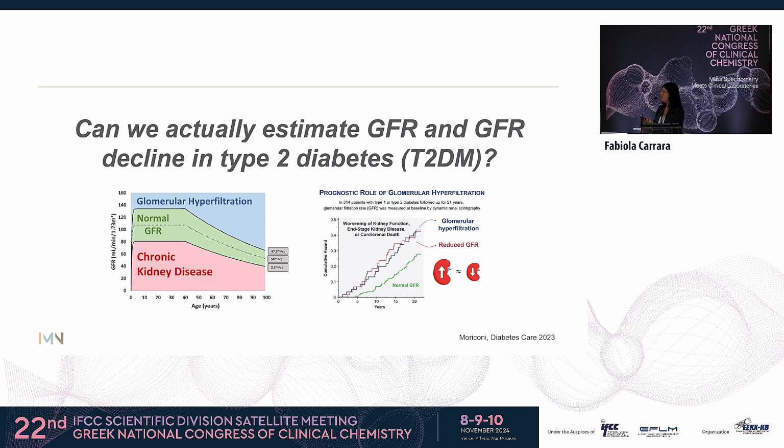Now I show you an example, not in a genetic disease, but in a multifactorial, very common disease, such as type 2 diabetes. In type 2 diabetes, patients in the early stage of the disease develop a condition called glomerular hyperfiltration, which is supraphysiological values of measured GFR. Glomerular hyperfiltration is not protective, but is a risk factor for GFR reduction. So it's very important to detect this condition in the early stage of the disease.